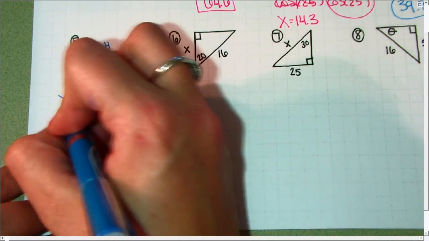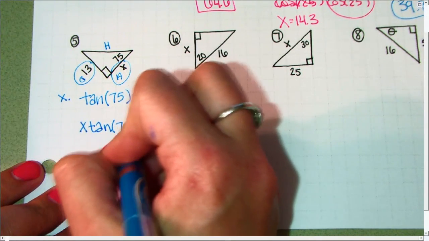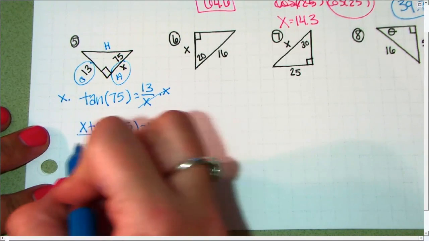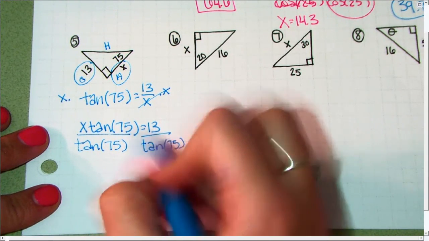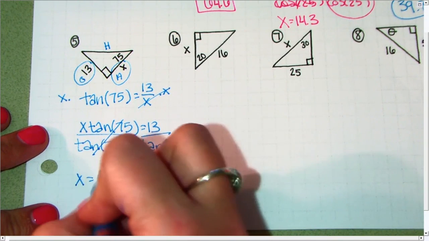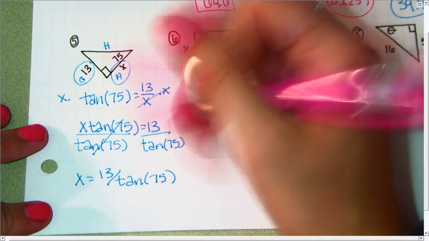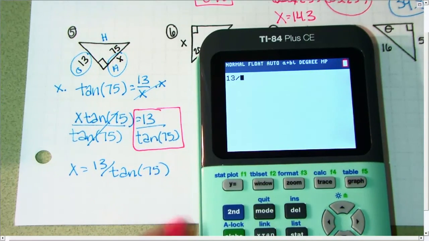Multiply both sides by the variable, whatever's on the bottom. So I have X times tangent of 75 equals 13. To get X isolated, I have to divide by the trig function, which is the tangent of 75. These cancel. And in my calculator, I'm going to write 13 divided by tangent of 75. So whatever this fraction is, this is what goes in your calculator. So 13 divided by tangent of 75, which is 3.4. And then the 8 will bump that to a 5 for 3.5.